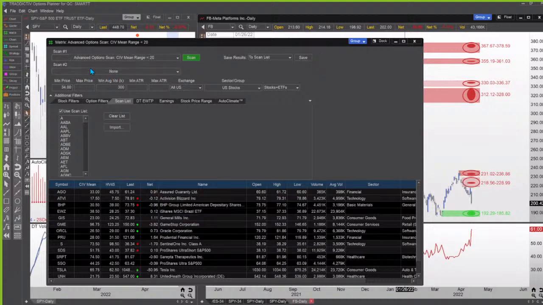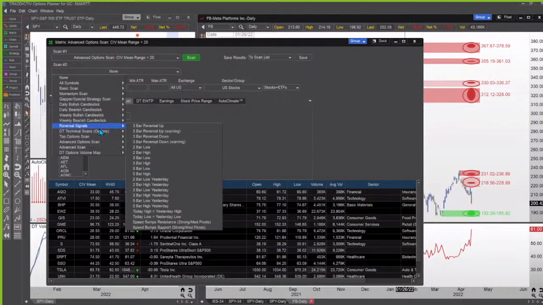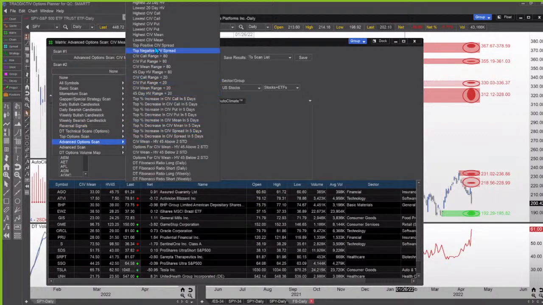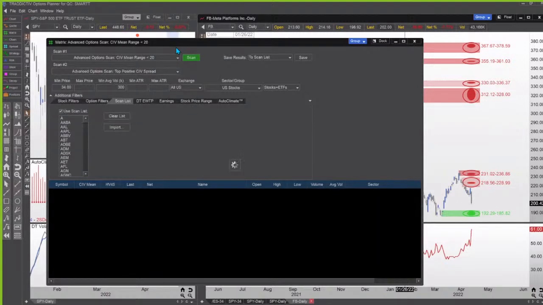Anyway, so I'm looking at cheap options. Okay, options in the lower 20th percentile range. But I'm also going to add something else, which is I want the options to have a positive CIV spread. So remember how we said that you could be looking at options IVs, and you can look at it like calls and puts combined, but you can also look at the call and the put separately. So take a look at that.